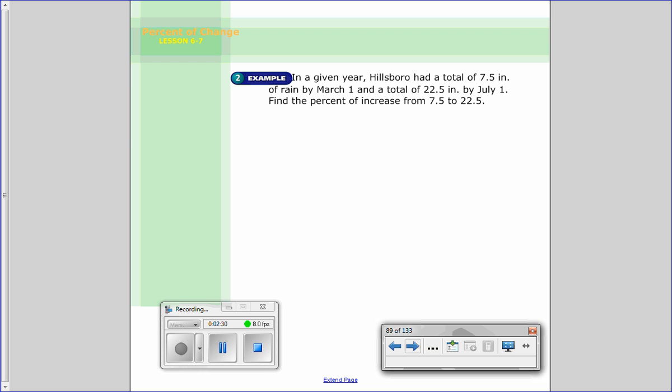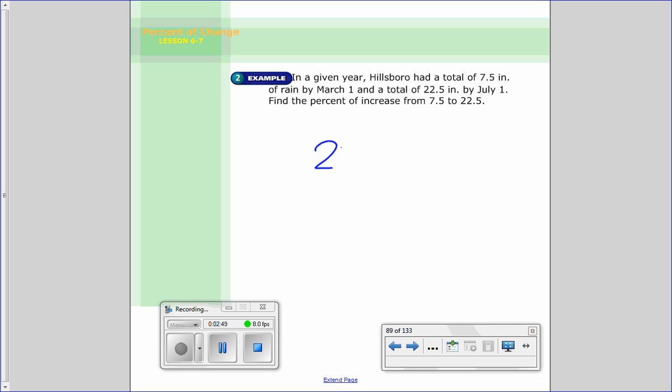So now we have a word problem. In a given year, Hillsborough had a total of 7 5/10 inches of rain by March 1st, and a total of 22 5/10 inches by July 1st. Find the percent of increase from 7 5/10 to 22 5/10.